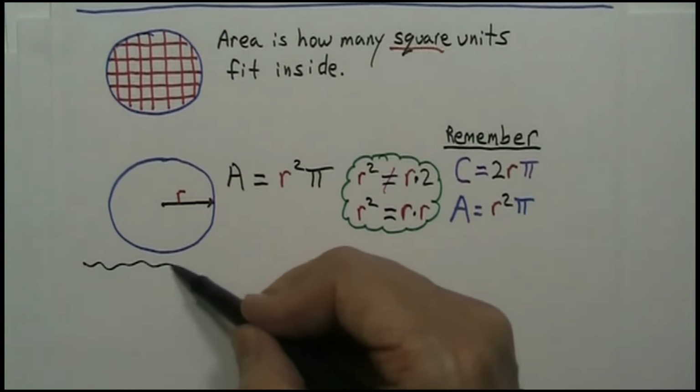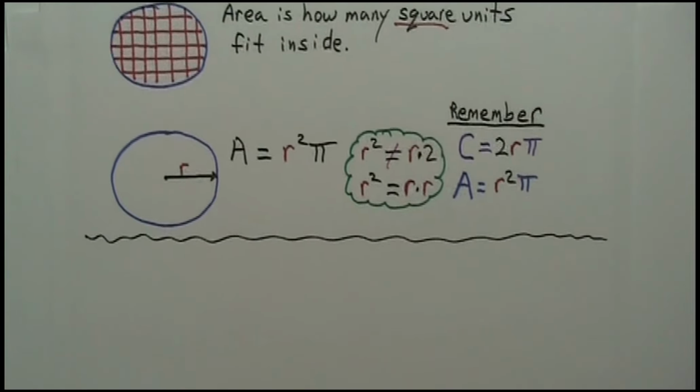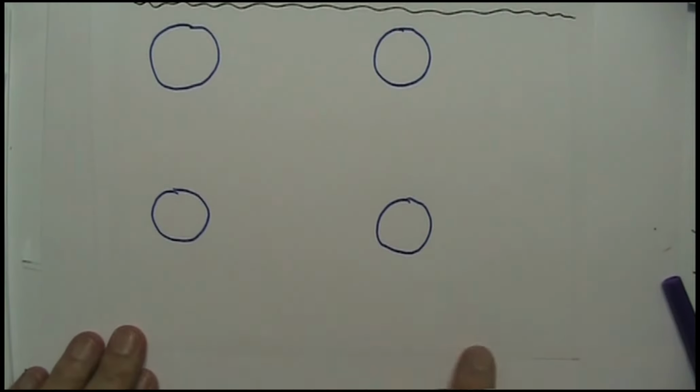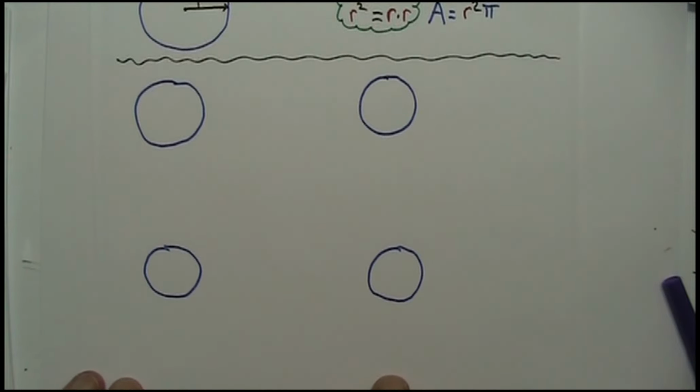So we'll do 4 examples down below, practicing finding area. Okay, so there's the bottom of the page right here. And so we just have 4 problems, 4 circles. You can make them as small as you want.